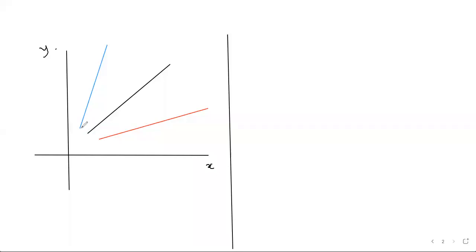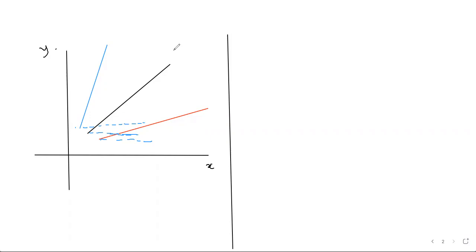If you draw a horizontal line for each of these, and look at it relative to the horizontal, I will see that this one is steeper than this one, and this one is steeper than this one. The blue one is steeper than the black one, and the black one is steeper than the red one.